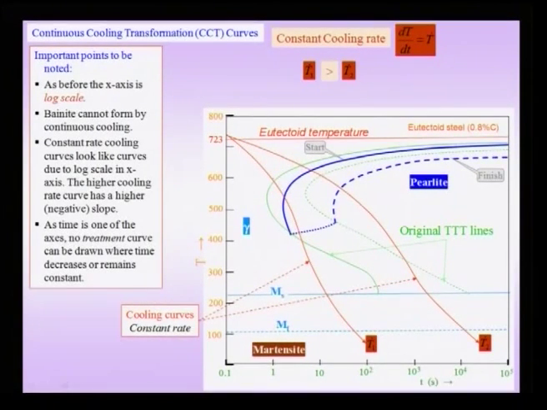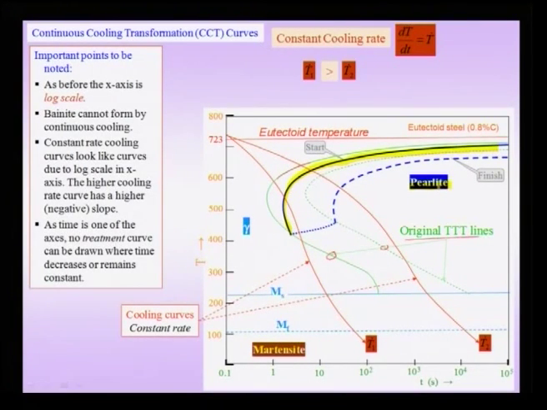So, these are my original TTT curves which are here, both these ones, this for the start and this one for the finish, and the current CCT curves are the ones drawn in blue. So, this is my start line, and as you would note, two products have been marked in this diagram, the Martensite which is obtained at high cooling rates and the Pearlite, but there is no Bainite.